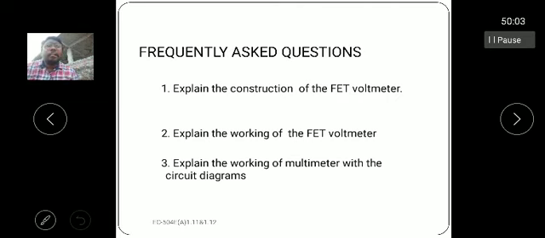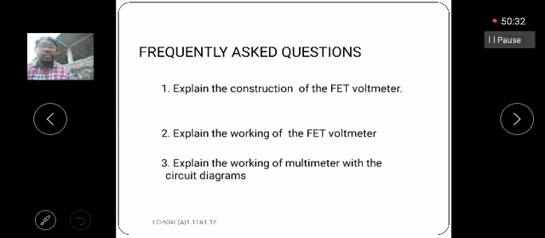Also, one of the important frequently asked questions is the advantages and disadvantages of the FET input voltmeter. The advantages and disadvantages of the FET input voltmeter are also asked in the examination in short questions, like 2 marks or 3 marks questions. These are the frequently asked questions in the examination.